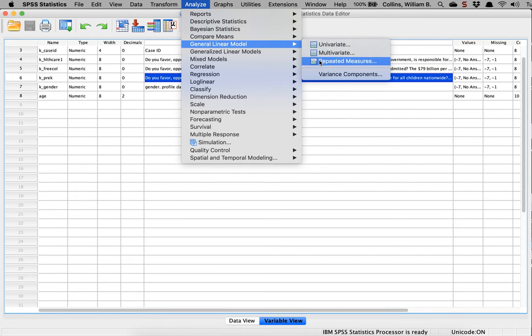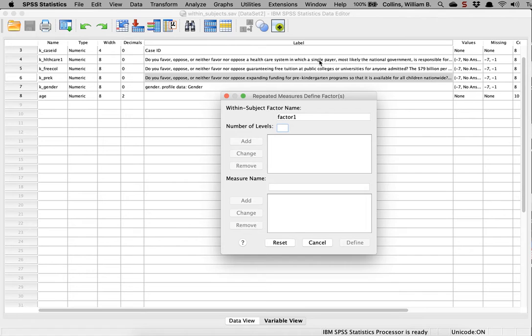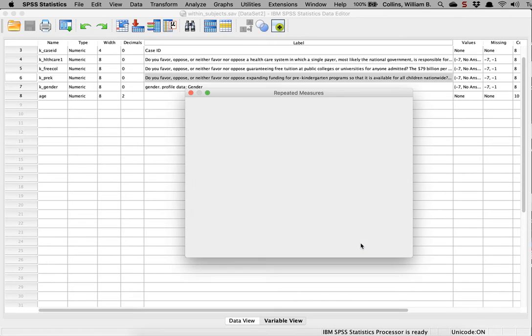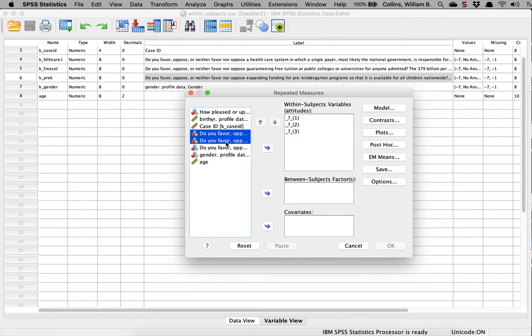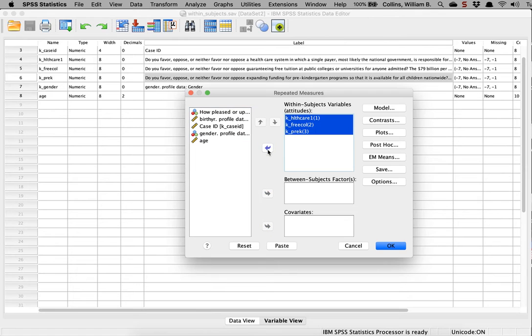a repeated measures design, which is what SPSS calls this. I have a factor, which is basically what is the measure, and here it's attitudes towards these different issues, and I could call it something like attitudes. It has 3 different questions, so I'm going to put a 3 in here. Then I'm going to hit define and identify which 3 questions these are. You kind of need to remember this because SPSS won't label these very carefully. I've got healthcare, college, and pre-K.